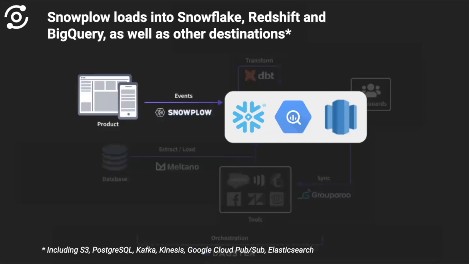In terms of the other destinations, so Snowplow also supports S3, Postgres, Kafka, Kinesis, Google Cloud PubSub, Elasticsearch, and a handful of others as well. But that's where we sit inside the stack.